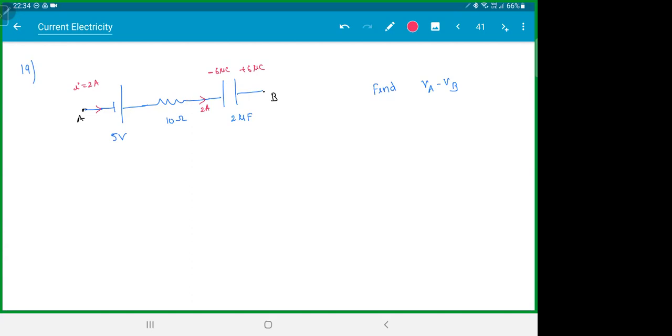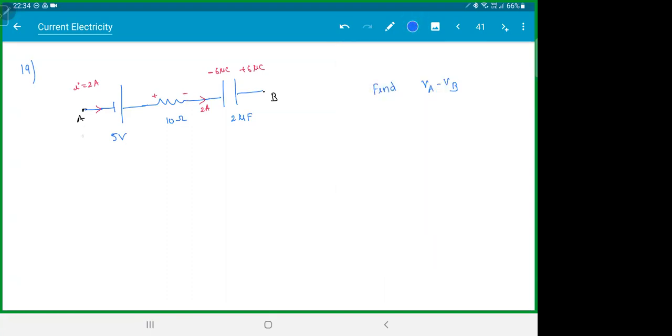You tell me now, which side is positive? Current goes from where to where? Positive to negative. Current always flows from higher to lower potential. So in the resistor, which is positive, which is negative? If you go with the current, potential will drop. So basically, this side would be positive, this side would be negative now.